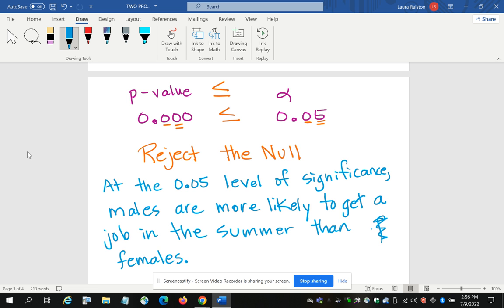If we go out and collect a different sample, we could come to a different conclusion. But you have to base your conclusion on the evidence that you have on hand at that particular moment. So that gives you two examples of a two-proportion Z test.